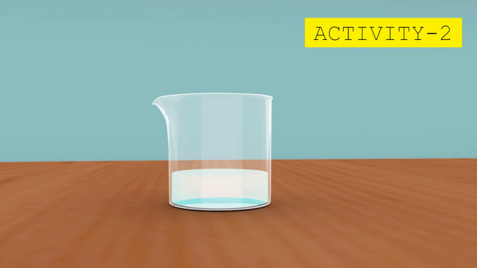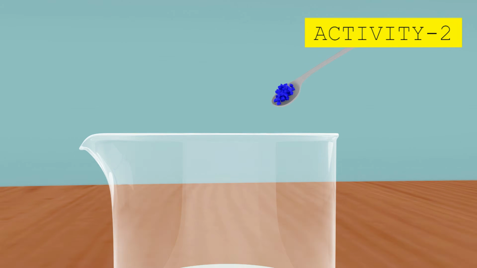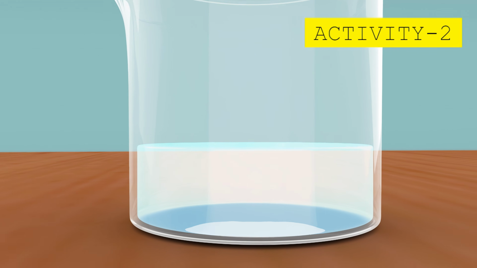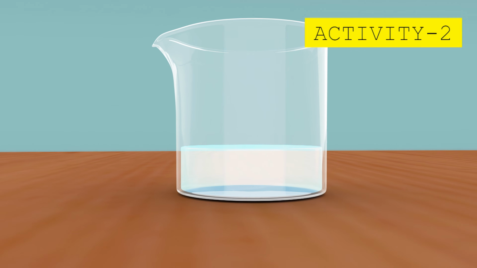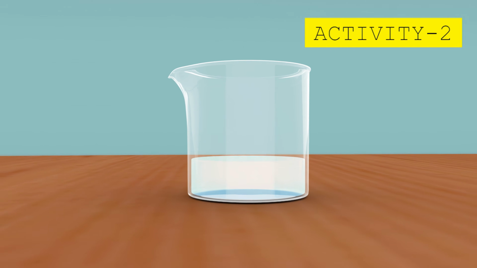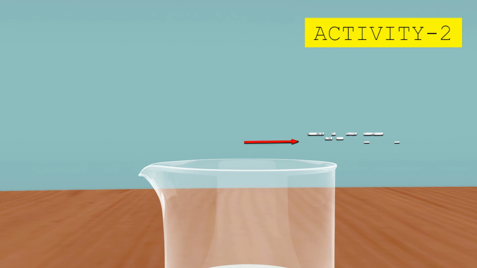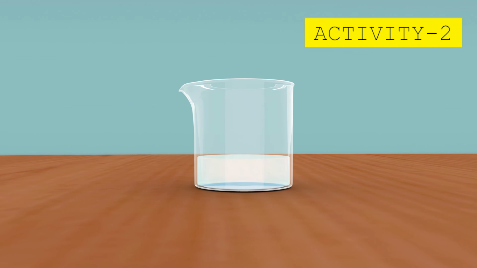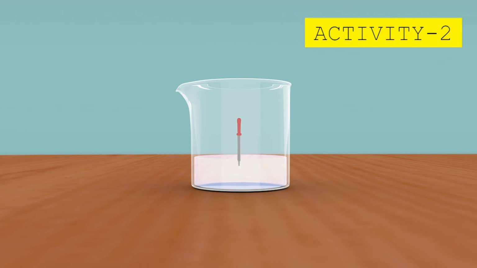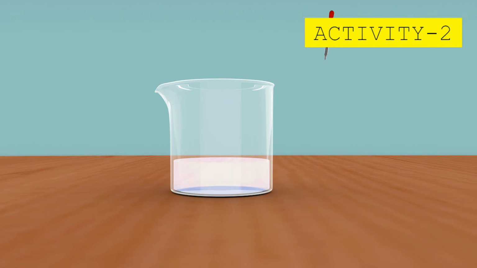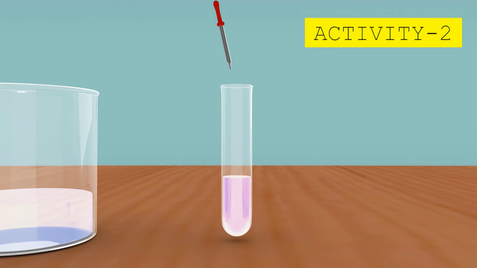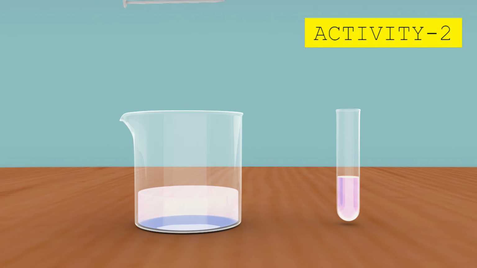Activity 2. Take a beaker or glass tumbler and dissolve about a teaspoon of copper sulfate into half a cup of water. Copper sulfate is commonly called blue vitriol. Add a few drops of dilute sulfuric acid to the solution. After some time, you will get a blue-colored solution. Save a small sample of the solution in a test tube or a small glass bottle. Drop a nail or a used shaving blade into the remaining solution.